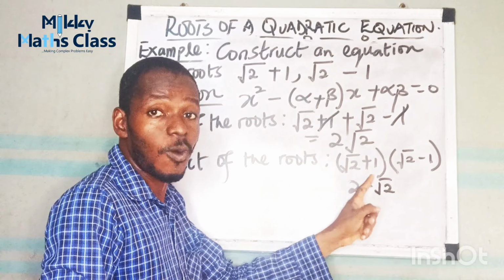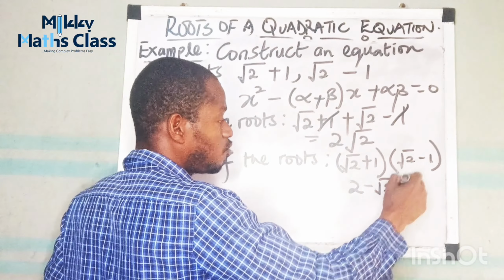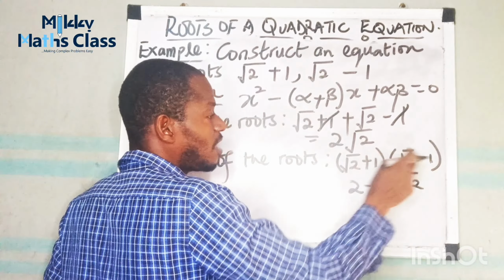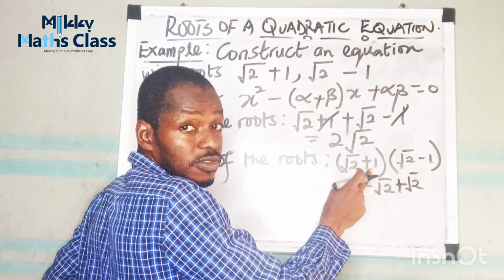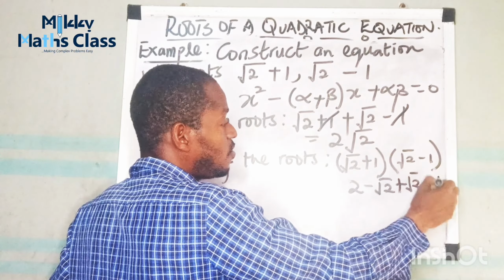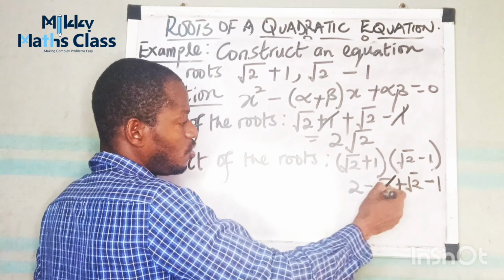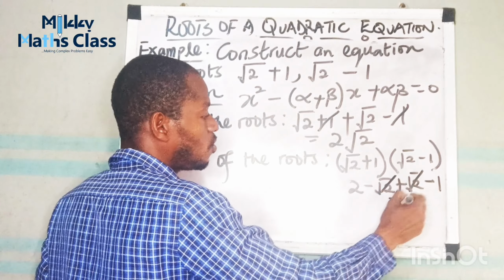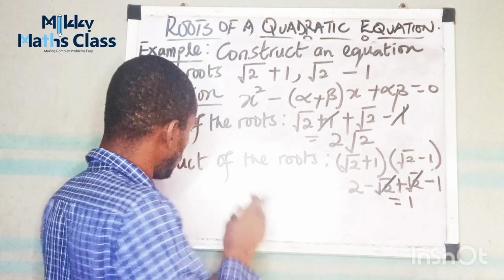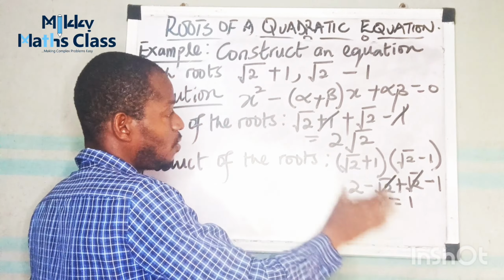Let's multiply with this. 1 times root 2 is plus root 2. This times this, positive 1 times negative 1 is negative 1. So this and this will go off. 2 minus 1 is equal to 1. So the product of the roots is 1, while the sum is 2 root 2.